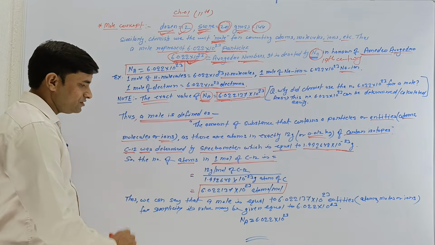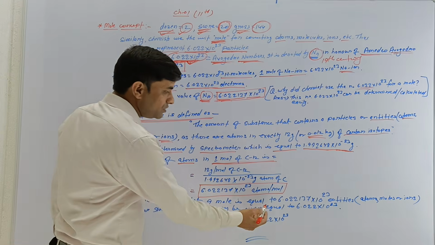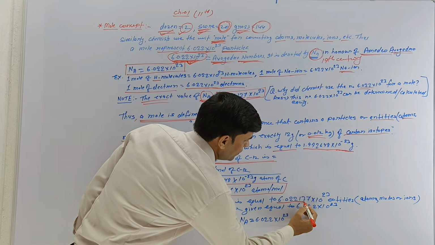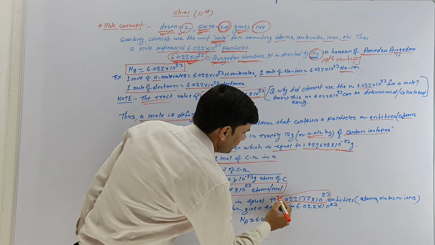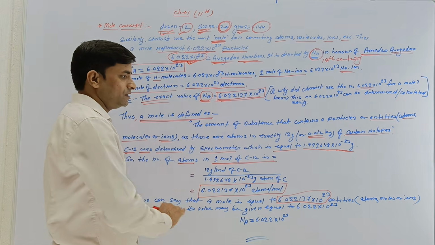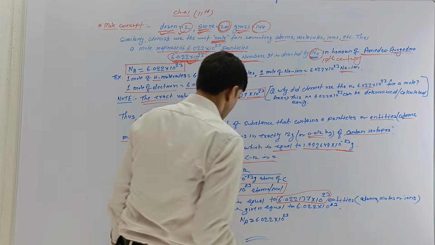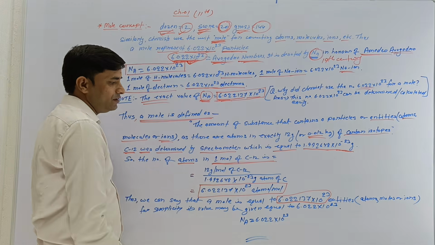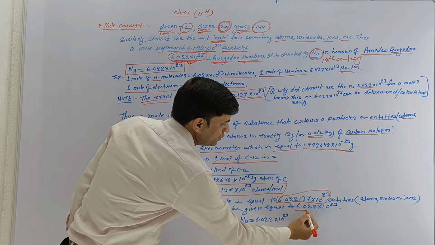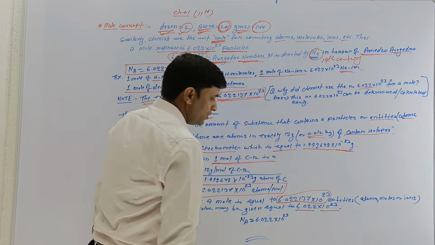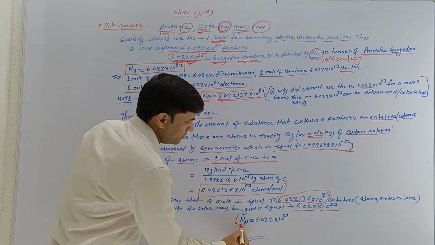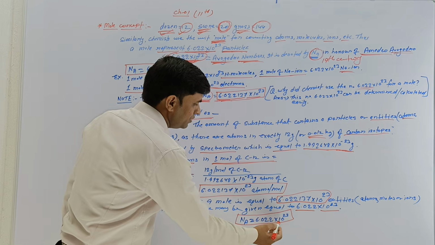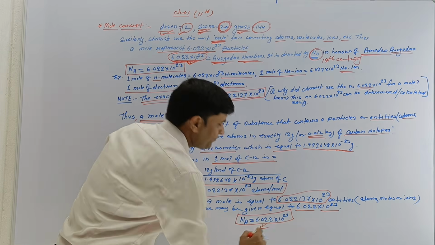Thus we can say the value of a mole is 6.022137 into 10 to the power 23 entities, which are atoms, molecules, or ions. For simplicity, its value may be given as 6.022 into 10 to the power 23, which is also considered the Avogadro number.